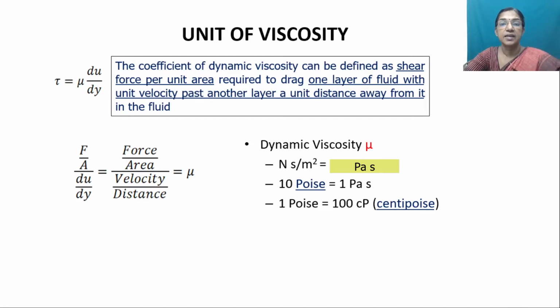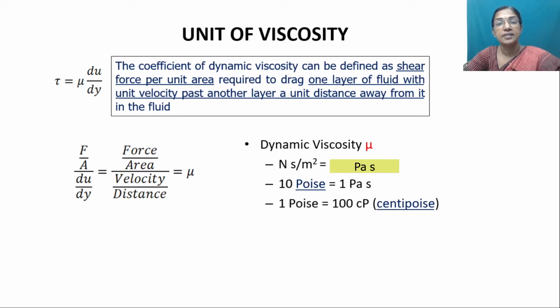In engineering applications, we come across different types of small units. One of the small units commonly used to represent viscosity is poise. The relationship is 10 poise equal to 1 Pascal second, and a still smaller unit is centipoise, where 100 centipoise equal 1 poise. Please be careful about the conversions, because if the conversions are not known to you, it is very difficult to work out the problems.